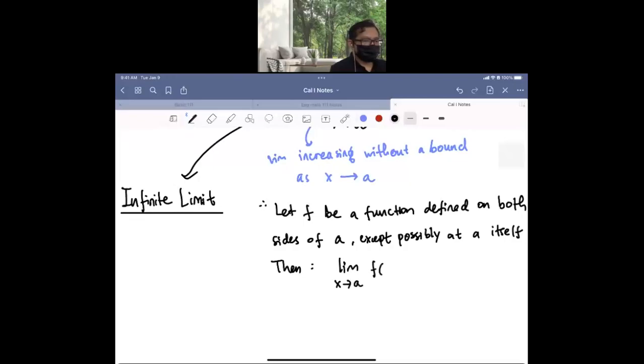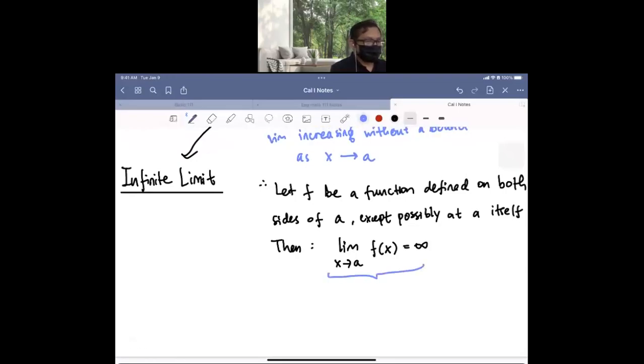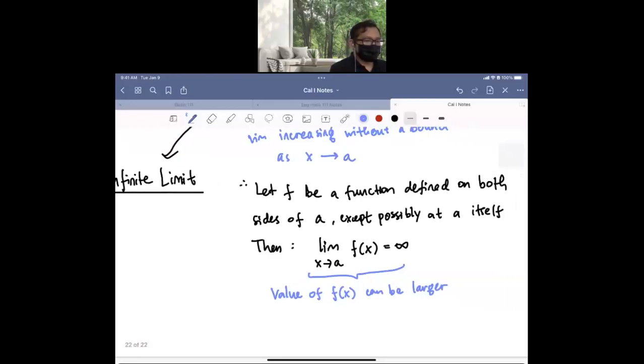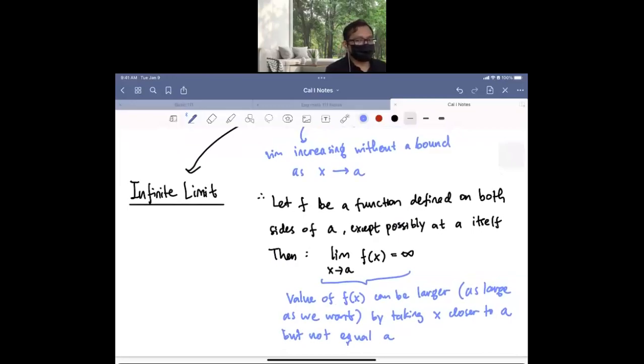we have the limit equal to infinity. So this means the value of f of x can be as large as we want by taking x closer to a but not equal to a. Okay, that is what we have done from the previous example.